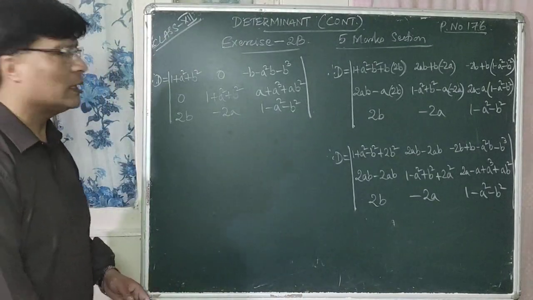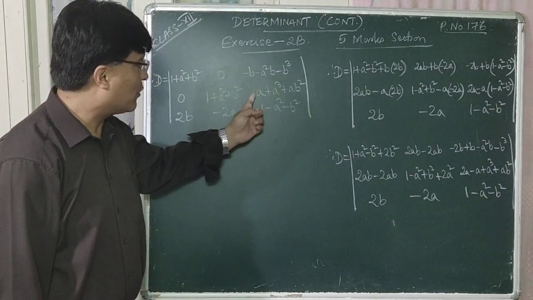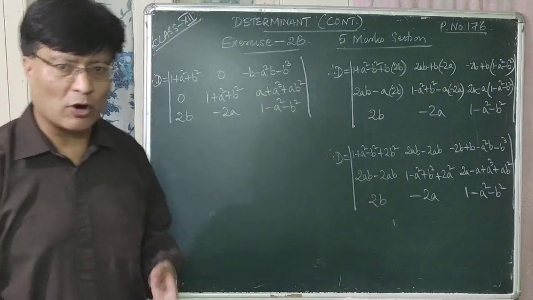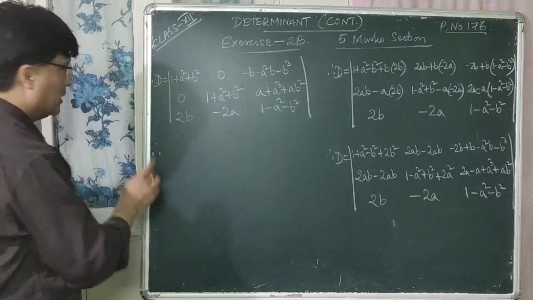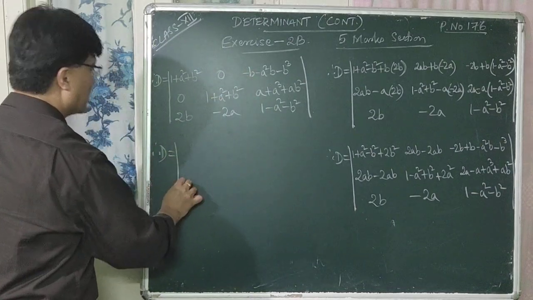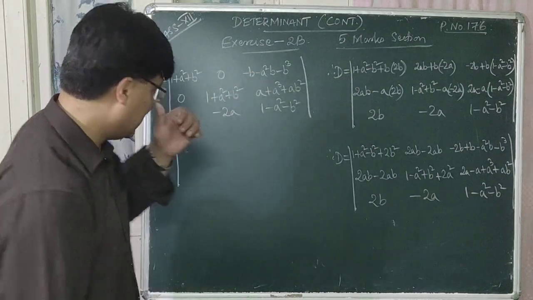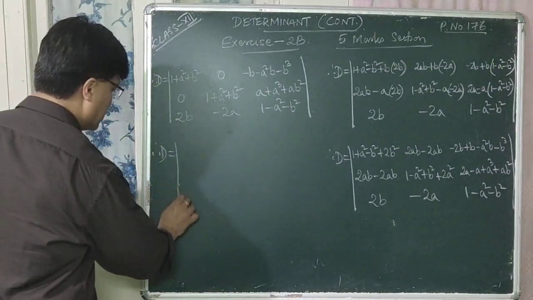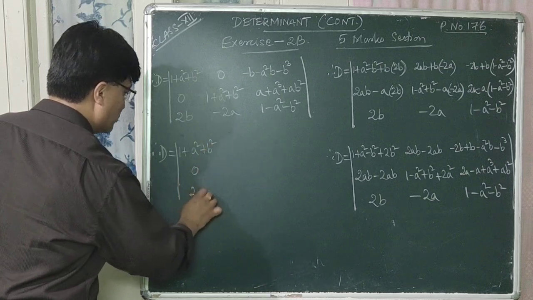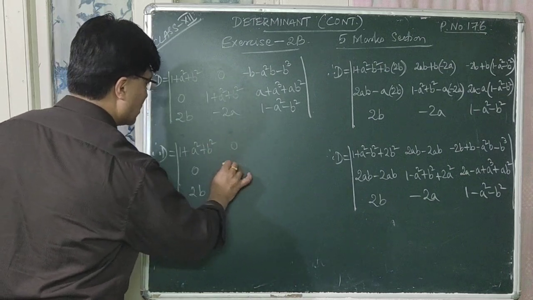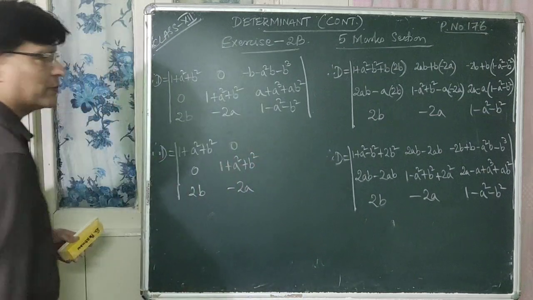Okay? So now what will you do? From here you can take minus b common, and from here you can take a common. Let's take common from this element and from that element. So D is equal to, we can take common from this element as well as from this element. So let us find it. 1 plus a square plus b square, 0, 2b. This is the first column. Second column, 0, 1 plus a square plus b square. This is minus 2a, right?